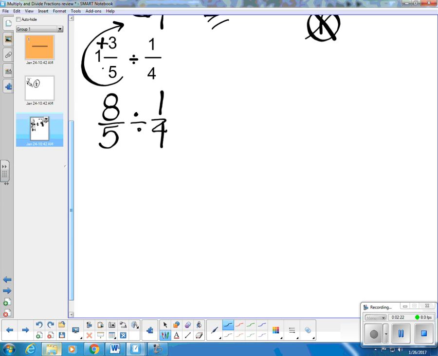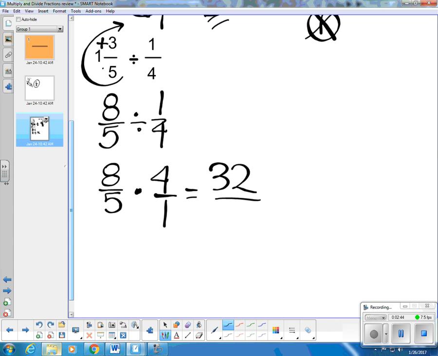Now we're going to do keep, change, flip. We're going to keep 8/5 the same. We're going to change our division to multiplication. And we're going to flip our 1/4 to 4 over 1. We're going to check to see if there's anything we can cross multiply. And there's nothing. So we're going to multiply straight across. 8 times 4 is 32. And 5 times 1 is 5.